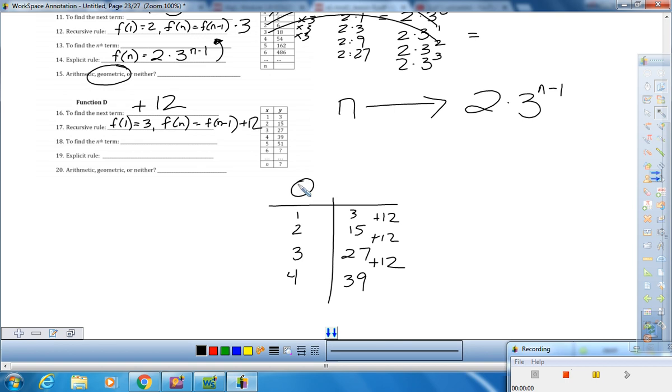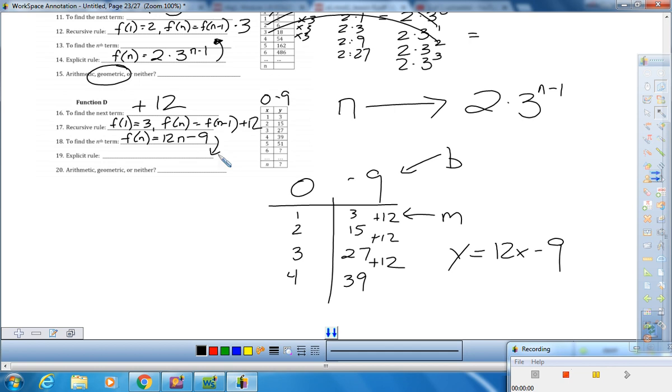Well, we need the y-intercept, so if we put in a 0, what will we get? What's 3 minus 12? A negative 9. So that is your b. This is your m. So you could write it as y equals 12x minus 9, or we can write that as f of n is 12 times n minus 9. Same thing, that is the explicit rule, so that's kind of redundant, and this one is arithmetic. We've got more to go through.